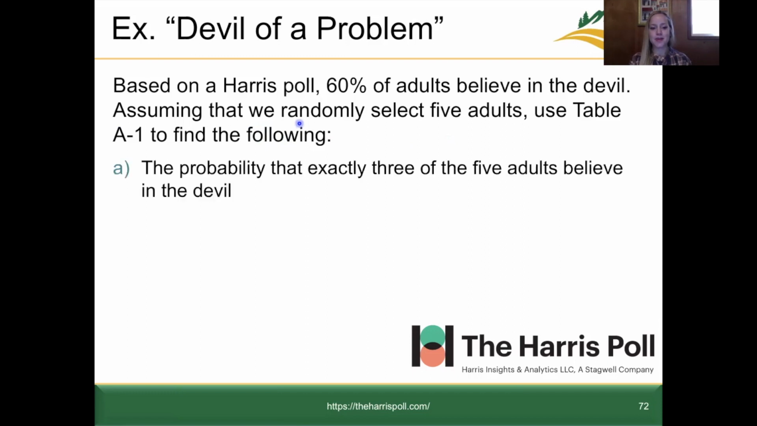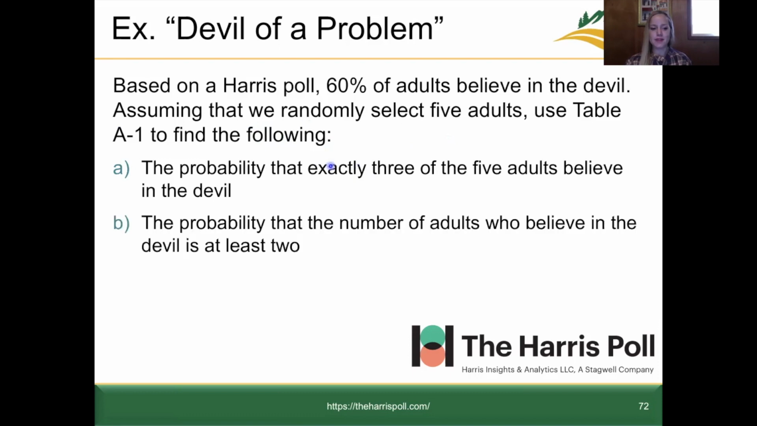A, we're going to find out the probability that exactly 3 of the 5 adults believe in the devil. Keep in mind this wording of exactly here in part A. In B, then, we're going to find the probability that the number of adults who believe in the devil is at least 2. So now we have exactly and then at least 2.